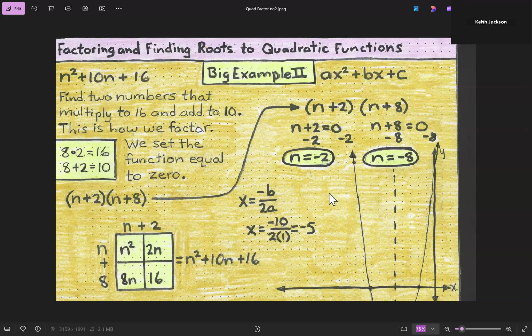And this is why our zeros, or our x-intercepts, are at n is equal to a negative 2, which is right here, and n is equal to a negative 8, which is right over here. And those are the x-intercepts of our parabola.